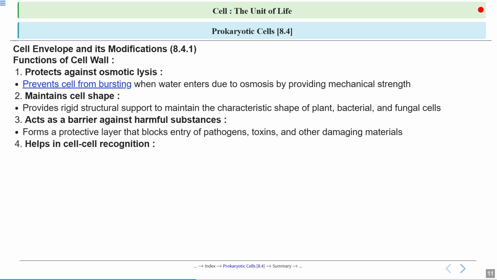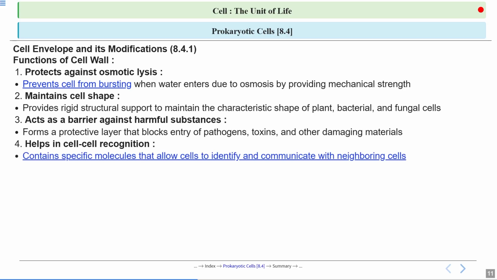Now the next one, helps in cell recognition. What do you mean by that? The cell wall contains specific molecules that allow cells to identify and communicate with the neighboring cells. So this communication between neighboring cells is very important.